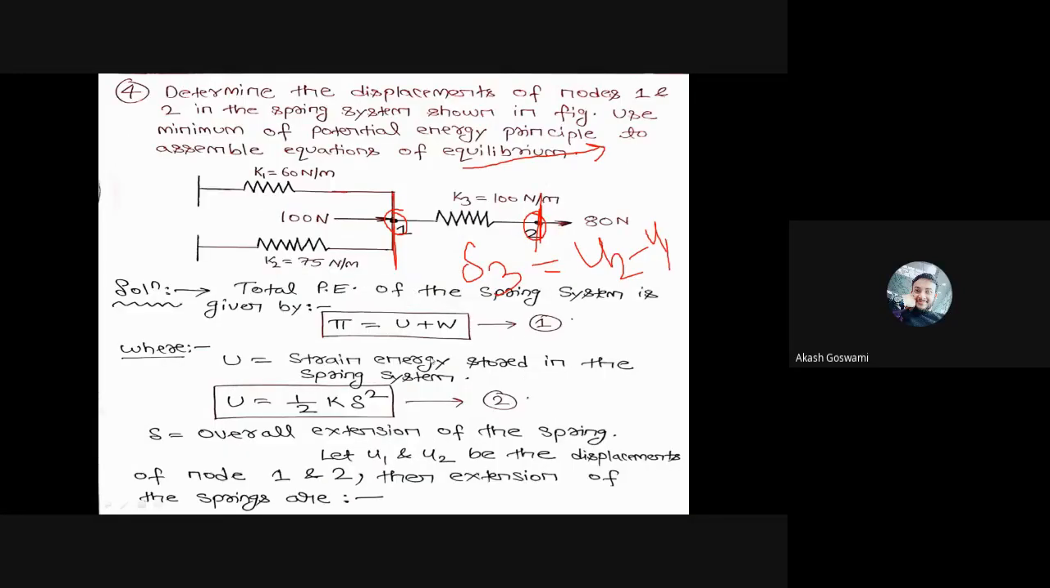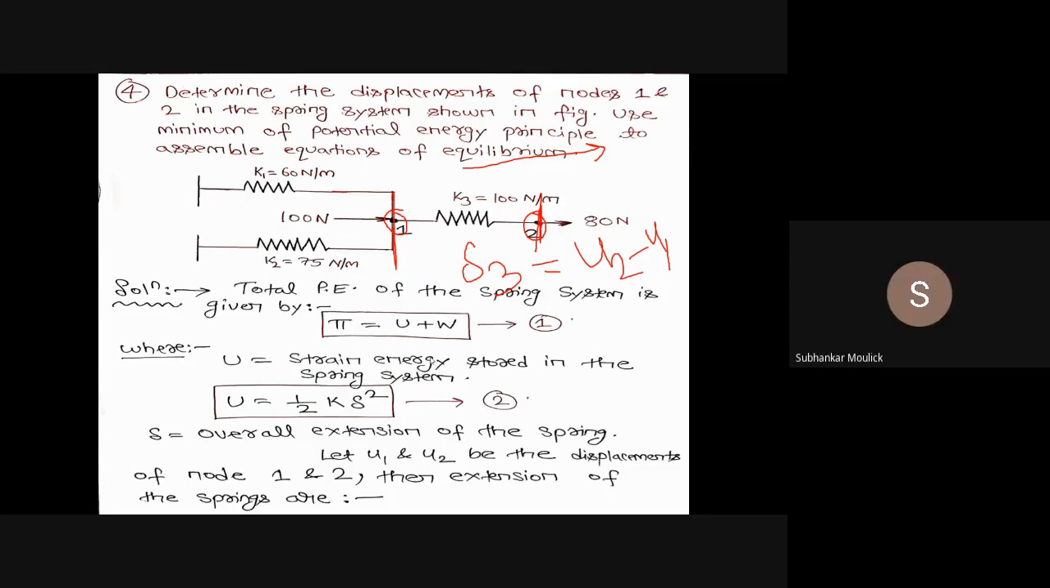Sir, at node 2, the force is less now. So it should be u1 minus u2 now. No, see, if you write u1 minus u2, that is also correct. I have written it u2 minus u1. At last, what will happen? At last, if your final value of delta 3 is coming positive, that means you have taken the direction in the correct manner. If your value of delta 3 is negative, that means you have taken the wrong direction. The direction will be opposite. Just for solving the problem, I have to take one direction.